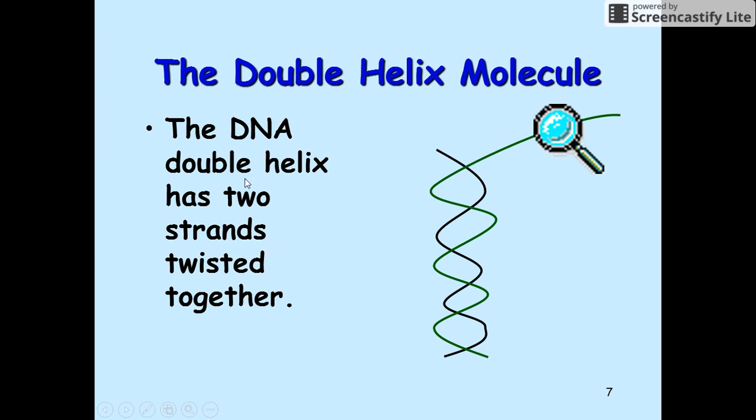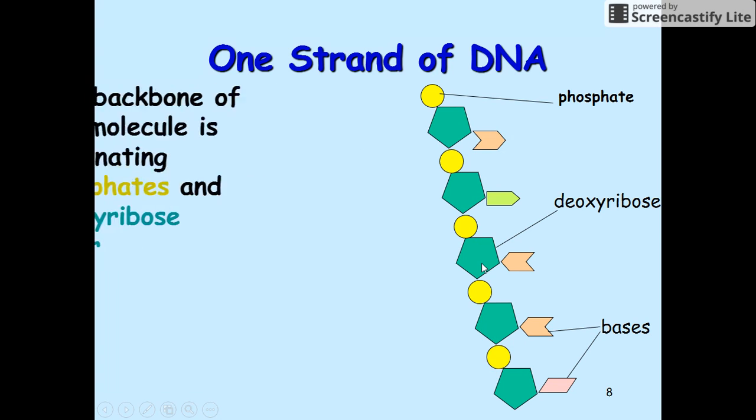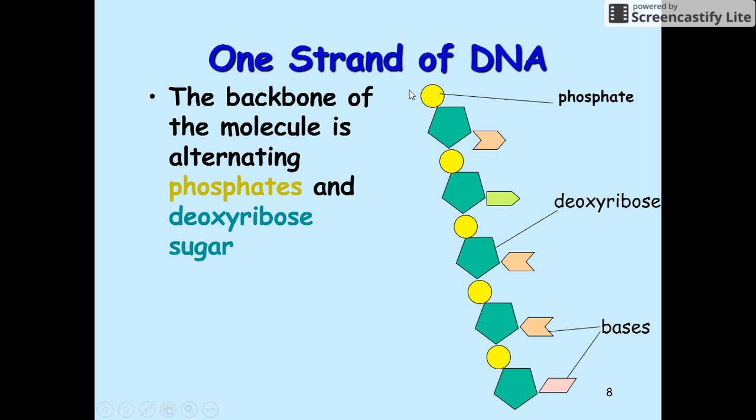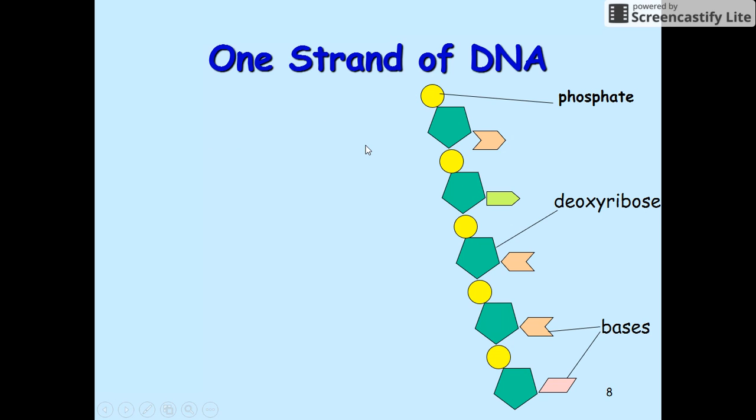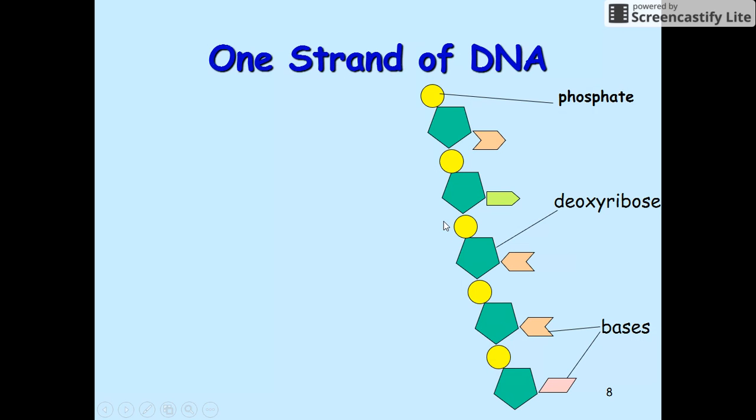Now the DNA double helix has two strands. You see this one black strand right here and one green strand on the other side. So DNA double helix has two strands that are twisted together. Let's look at just one side of our DNA molecule. This is called the backbone of the molecule. The backbone of the molecule is what you see as the outside of the DNA molecule.